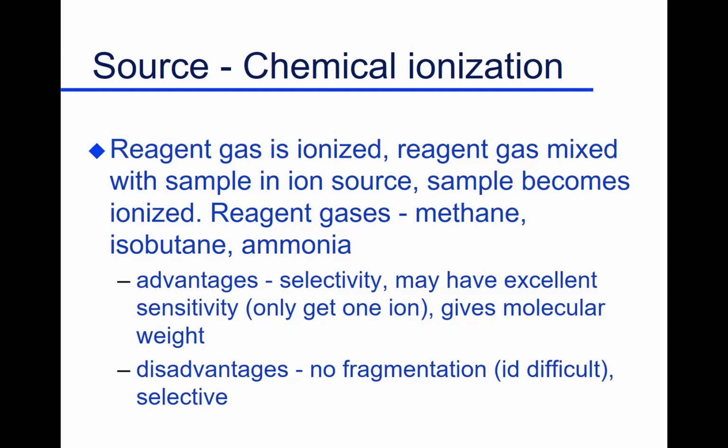And so what happens is we don't see as much fragmentation. That means we got less information to put a molecule together, but we get a molecular weight. 99% of the time we'll get a molecular weight. So at least I know the mass. And if I put the two together, an electron impact where I get the fragments, another one where I get the molecular weight, I've got a really good amount of information to get identifications.